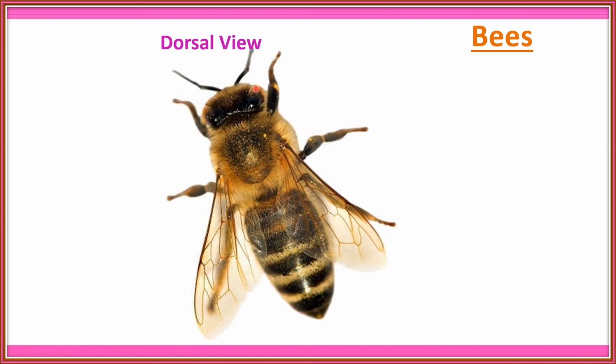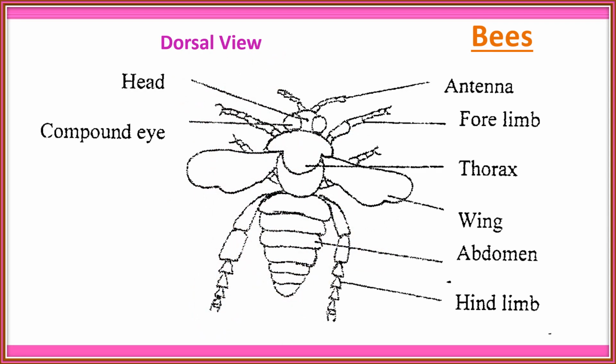The dorsal view is when we are seeing it from above. That's what we are calling the dorsal view. We will see that it has the head, which can be seen. It has the compound eyes. You will see the antenna, the forelimb, thorax, the wings, the abdomen, and the hind legs. You have the antenna on the head, the compound eyes, the forelimbs, the thorax, the wings, abdomen, and the hind legs.